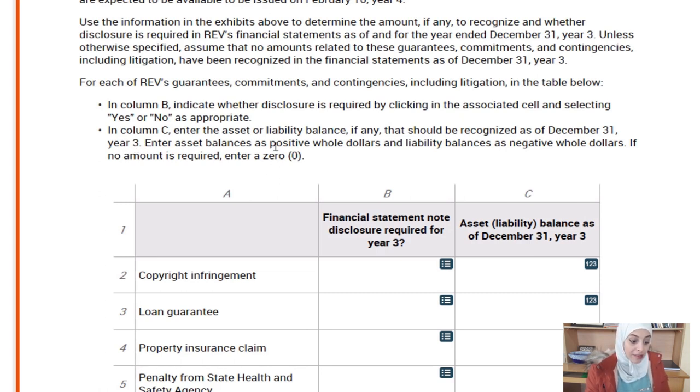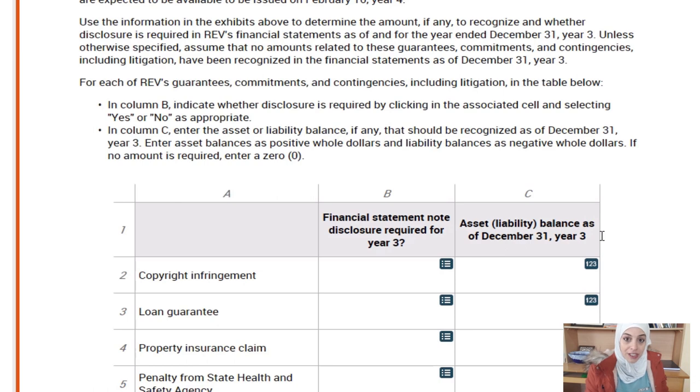Enter asset balances as positive whole dollars and liability balances as negative whole dollars. If no amount is required, enter a zero. So it's very important to pay attention to the question and the instructions. They are telling us if it's an asset, we should enter a positive amount, okay? And if it's a liability, we should enter it as a negative amount. So you should put a minus. If you don't pay attention to this instruction, for example, if you put a liability as a positive amount, you're going to lose points. So always pay attention to the instructions.